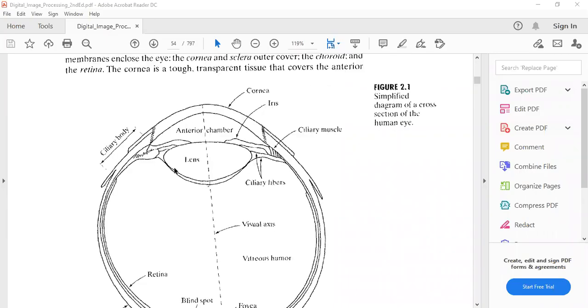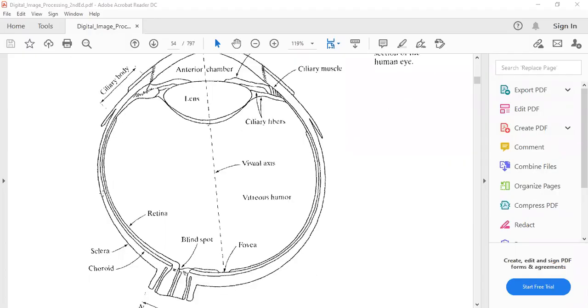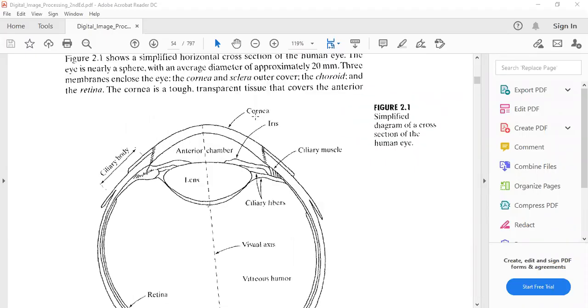Okay, so what is cornea? Cornea is a transparent tissue which covers 30% of your human eye. Okay, then the other part of the eyeball is covered by sclera. Sclera is an opaque membrane which won't allow any light to enter into it. Okay, opaque means it won't allow any light, whereas cornea is a transparent tissue which allows light to enter inside to the lens.